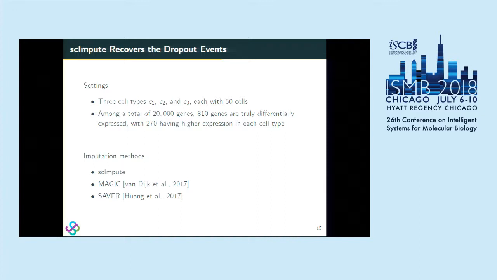And in the next example, it involves a synthetic data set where we assume there are 3 cell types, each with 50 cells, and among a total of 20,000 genes, 810 genes are truly differentially expressed. We use this data set to compare scImpute with the other imputation methods, MAGIC and SAVER.